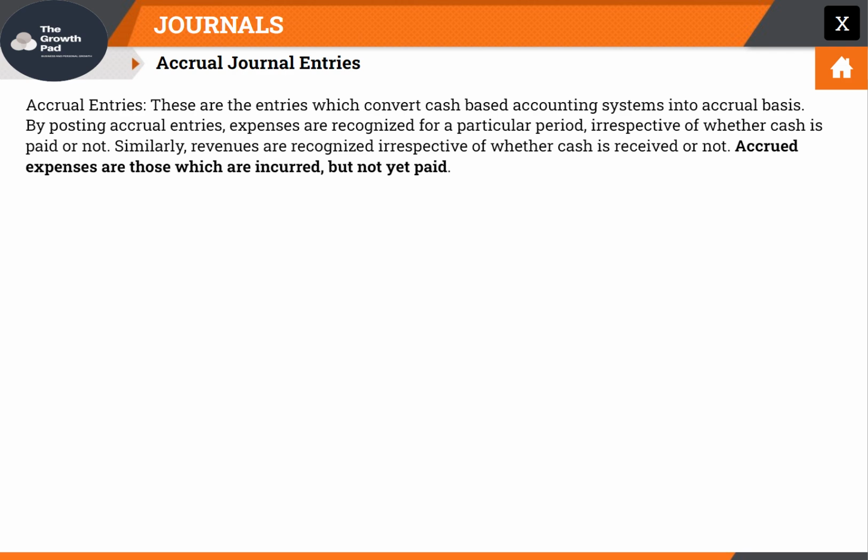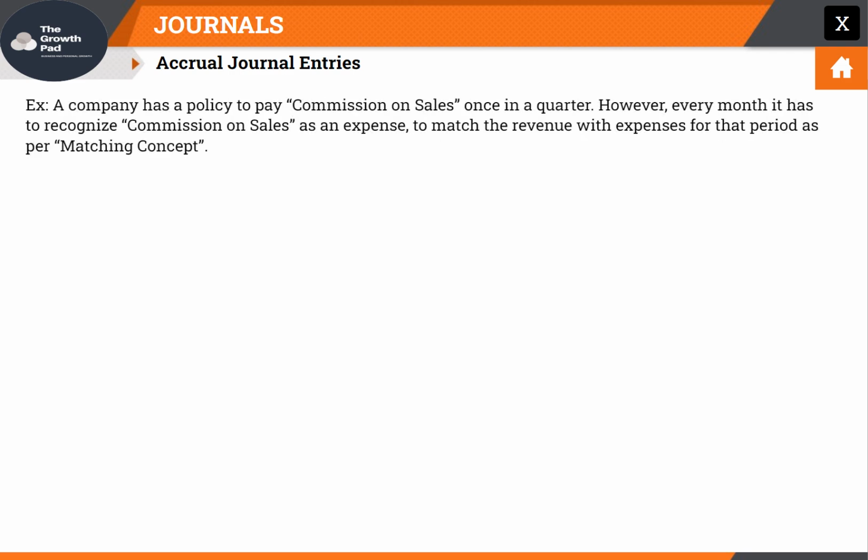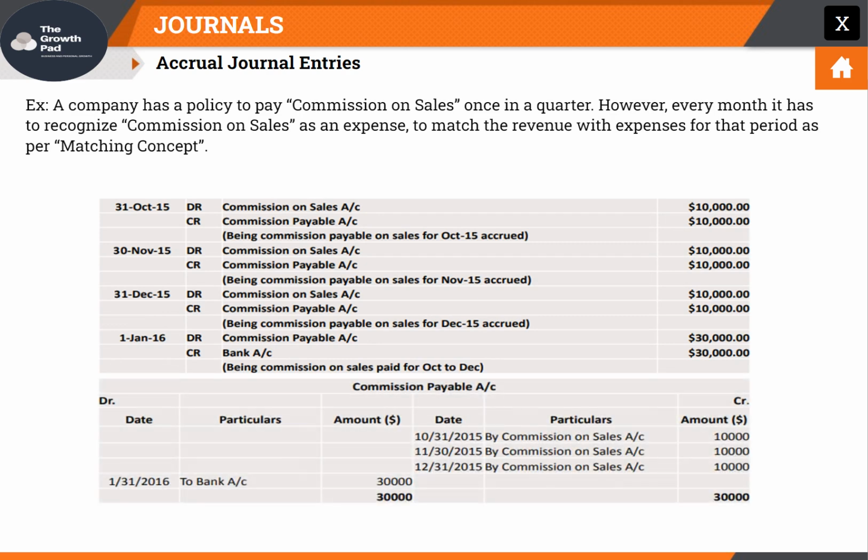Accrued expenses are those which are incurred, but not yet paid. Example. A company has a policy to pay commission on sales once in a quarter. However, every month it has to recognize commission on sales as an expense, to match the revenue with expenses for that period as per matching concept.